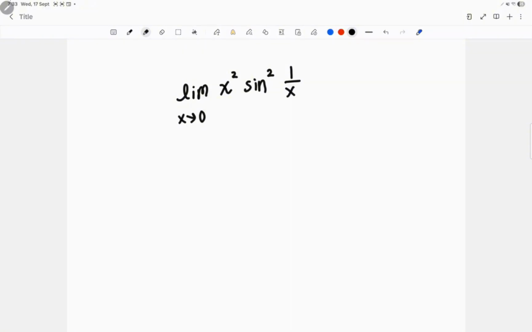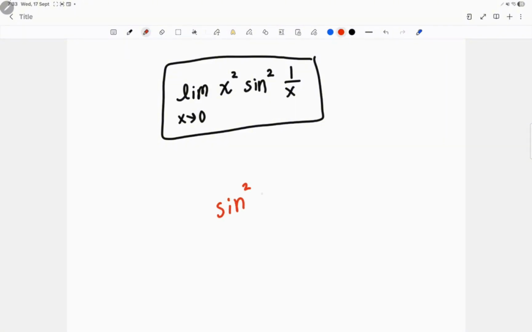I want you guys to use the squeeze theorem to solve for this. The first thing I want you to do is look at it in terms of Desmos. Go to Desmos and graph sine squared of 1 over x, just to see where it ranges from and to. Trig stuff is a bit tricky.